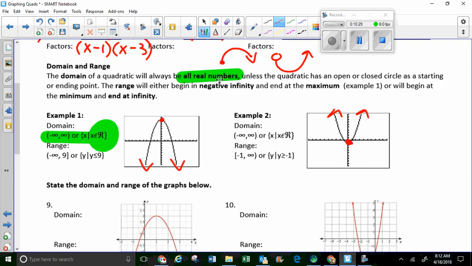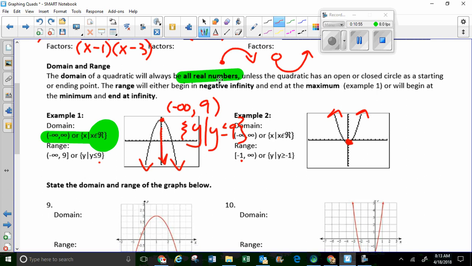Okay, so for this one, the highest y value is 9, and the lowest, I go down forever. So remember, that's negative infinity all the way up to 9. Or you could say, in set notation, y such that y is always less than or equal to 9. Okay, so it's going to look similar, the range, but the range isn't going to be always the same because this value is going to change.